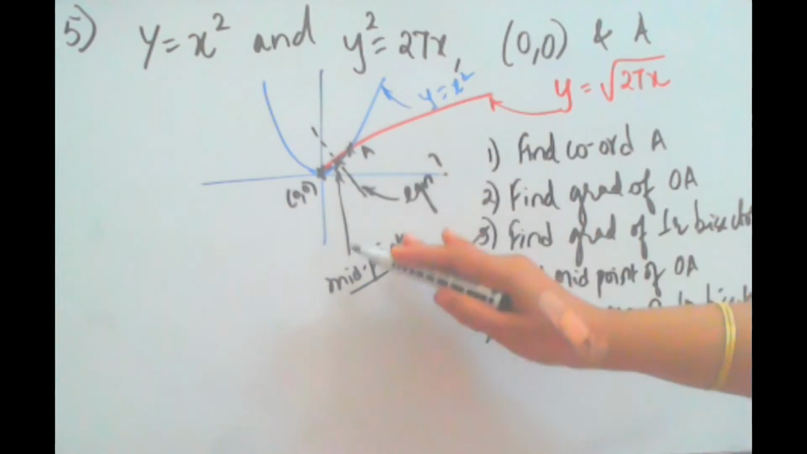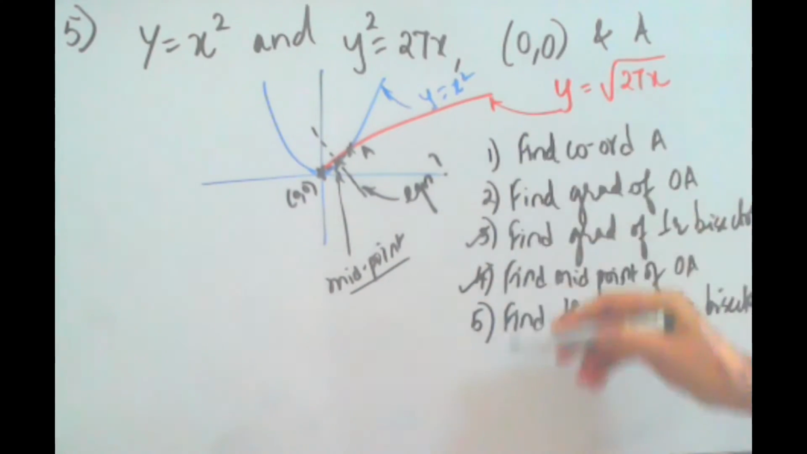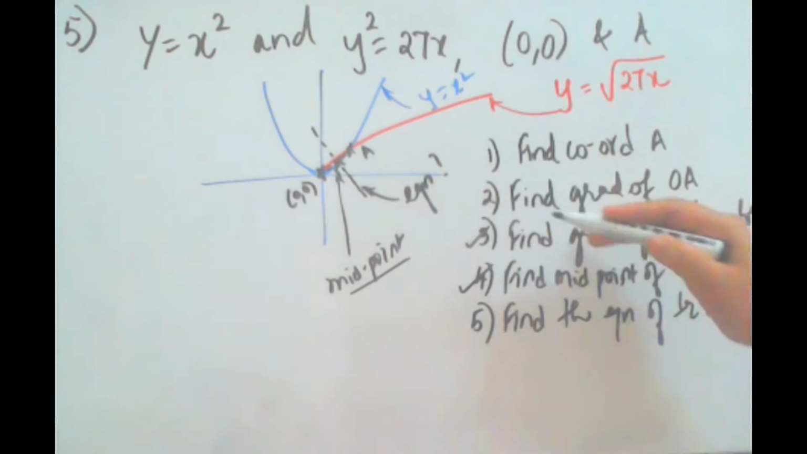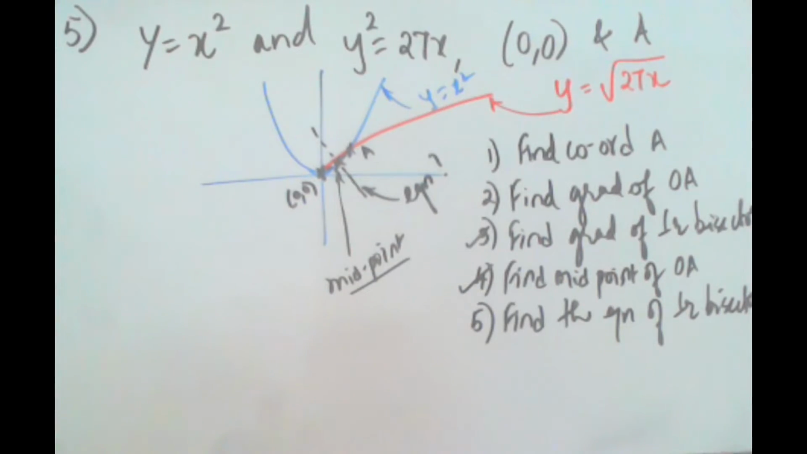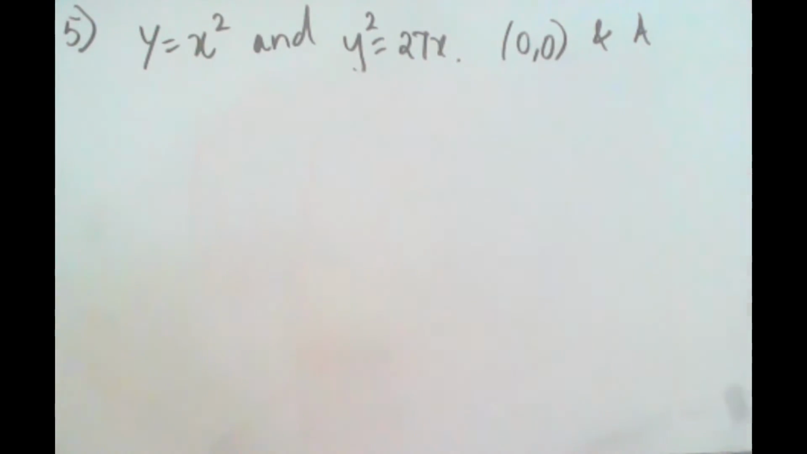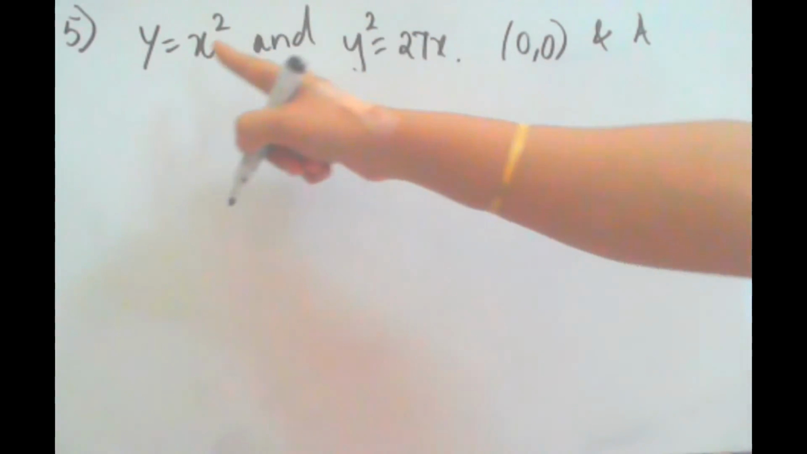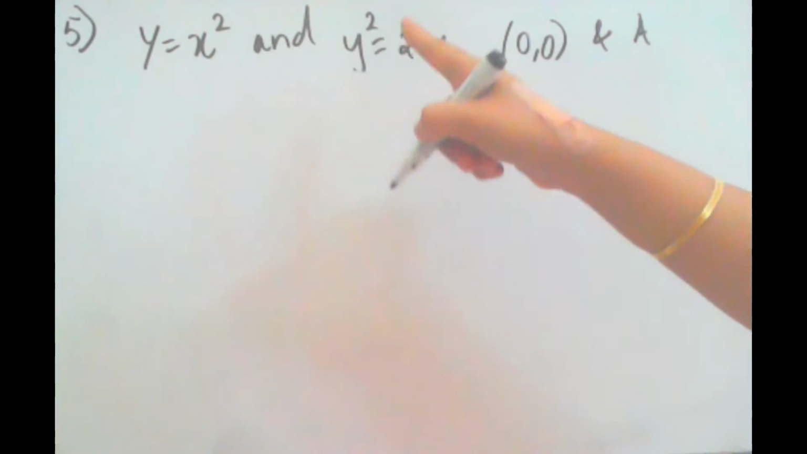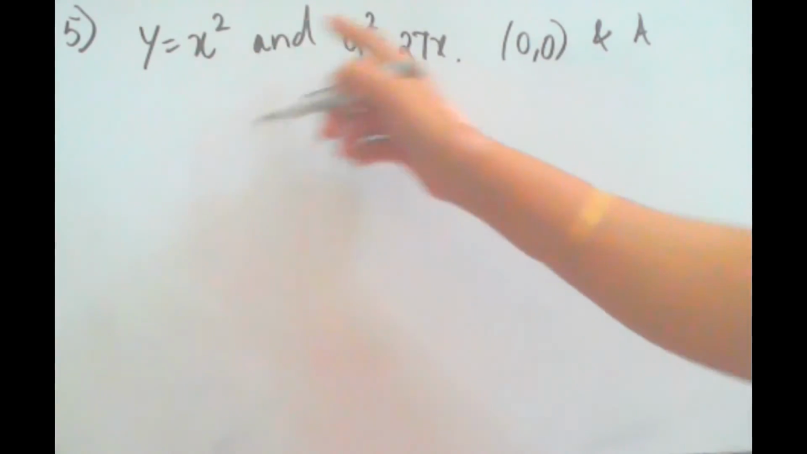Alright, so whenever such a question comes, carve out your steps like this, divide it, and then do it one at a time. Alright, let's start with the first step. So first step is to find the coordinates of A. For that, we will equate the two equations because that is a point of intersection of the two curves.